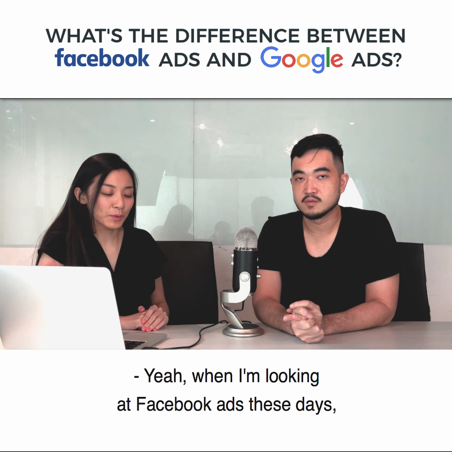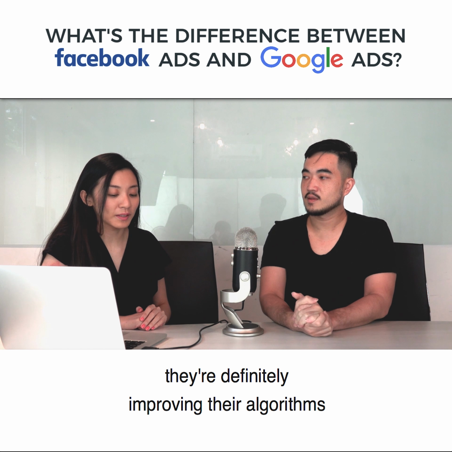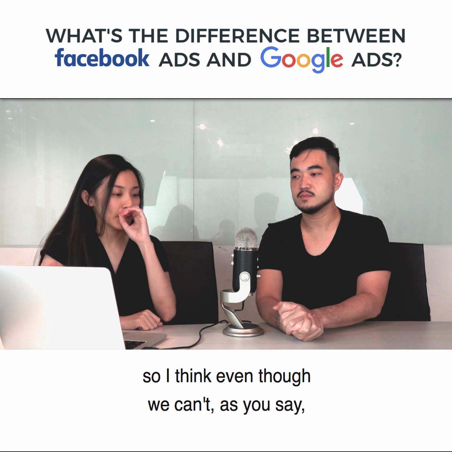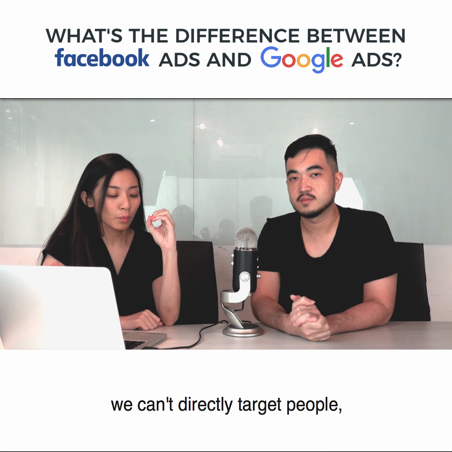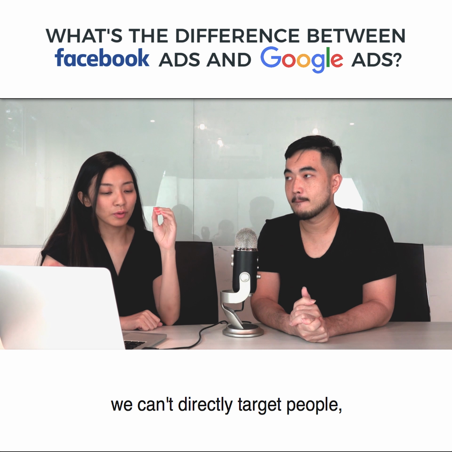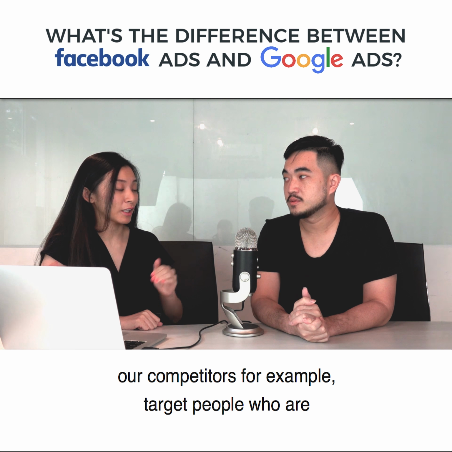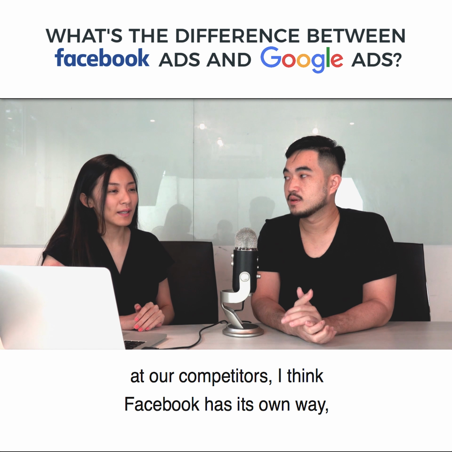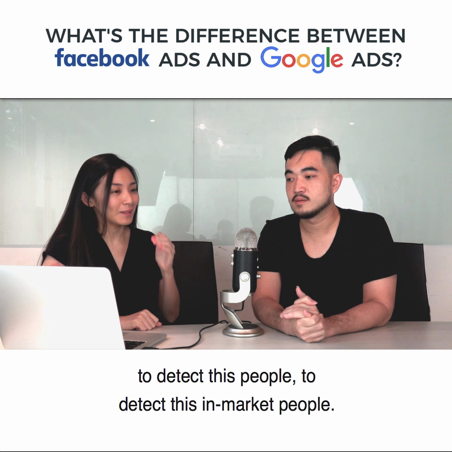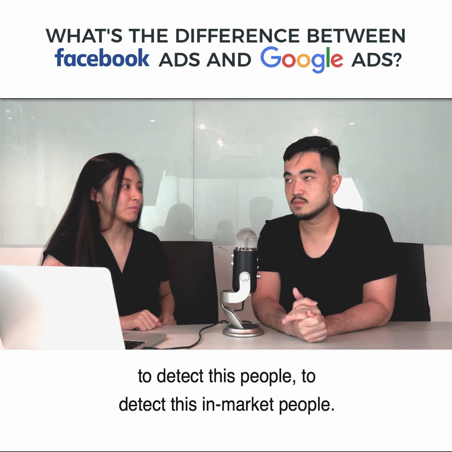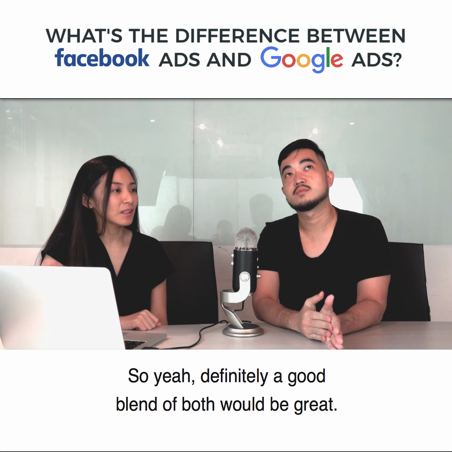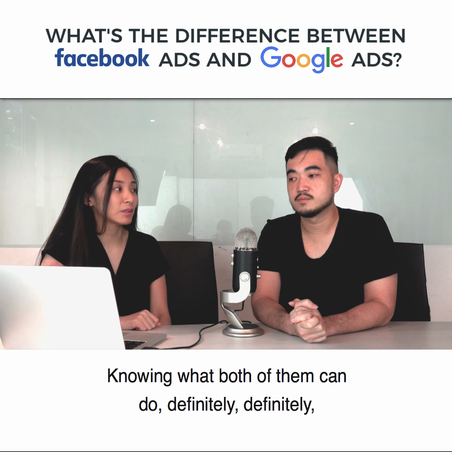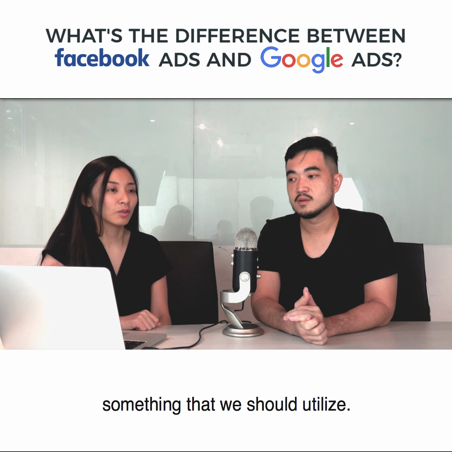When I'm looking at Facebook as a platform, they're definitely improving their algorithms. So even though, as you say, we can't directly target our competitors, for example, people who are liking our competitors' brand or who are looking at our competitors, I think Facebook has its own way to detect these in-market people. So, yes, a good blend of both will be great. Knowing what both of them can do is definitely something that we should utilize.